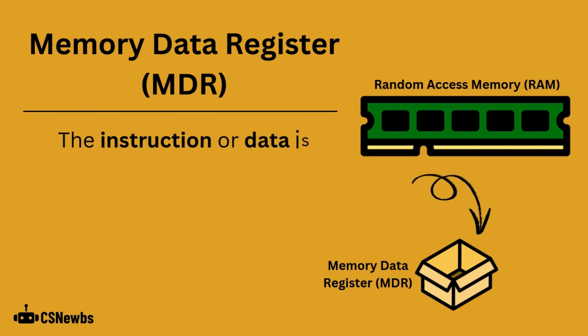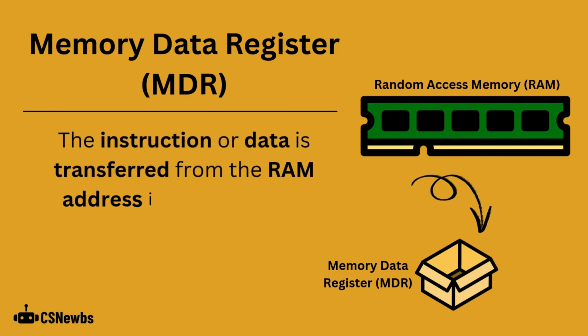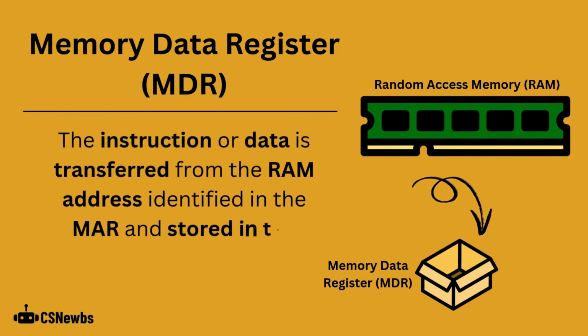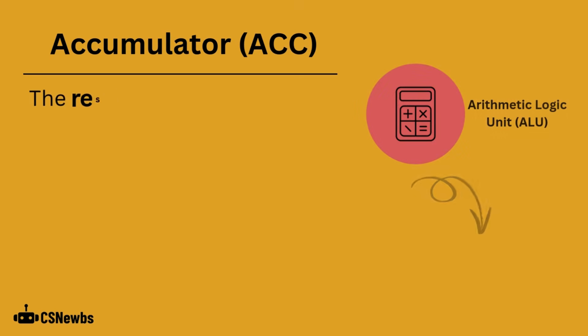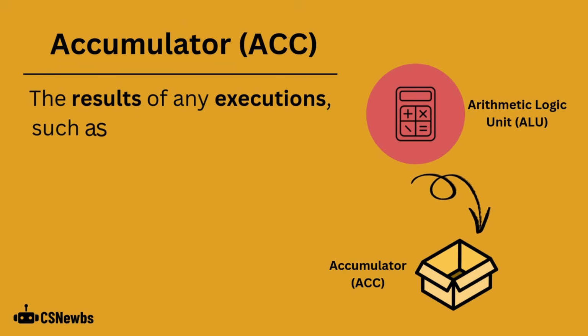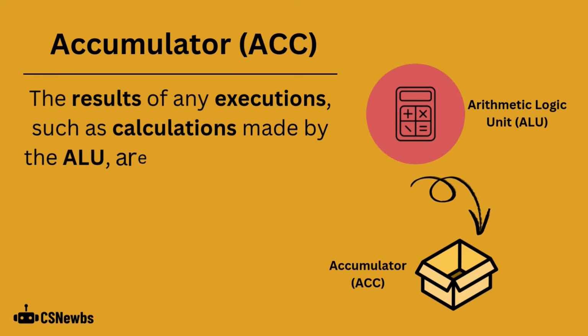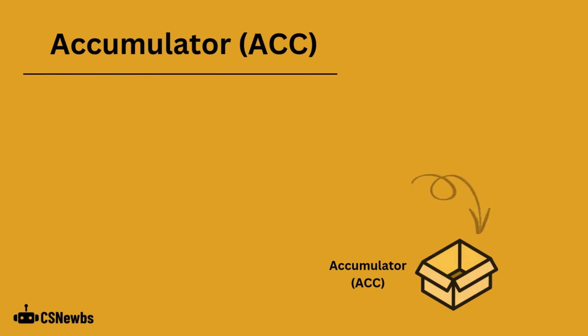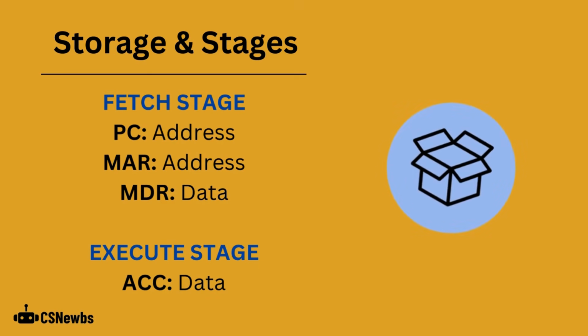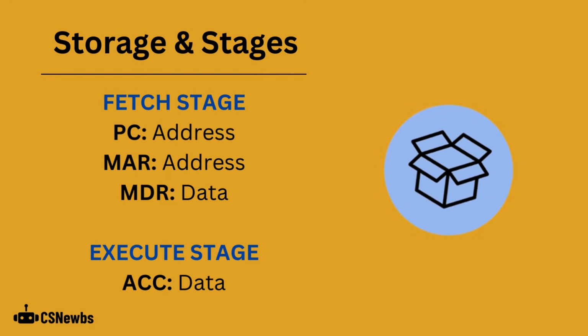The instruction or data is transferred from the RAM address identified in the memory address register and stored in the memory data register. The results of any executions, such as calculations made by the arithmetic logic unit, are stored in the accumulator. The program counter and memory address register are used in the fetch stage to store an address. The memory data register is also used in the fetch stage, but it stores data. In the execute stage, the accumulator stores data.